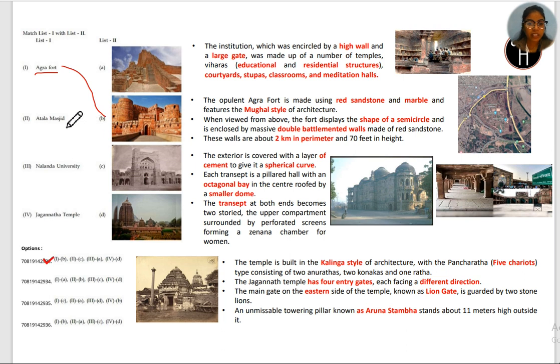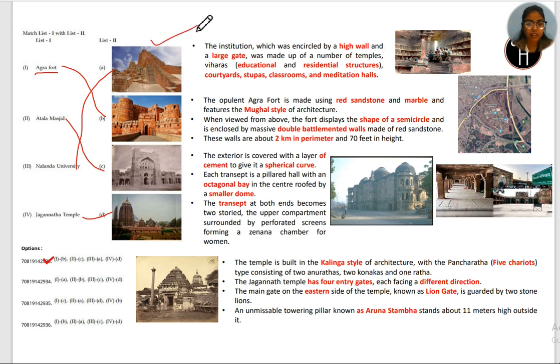Second one you have your Atala Masjid. So Atala Masjid, this one. Third one you have Nalanda University, which is option number A, and the fourth one is the Jagannath Temple, which is option number D. So now let's see about these building structures.